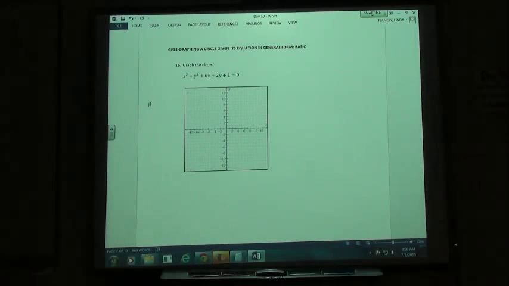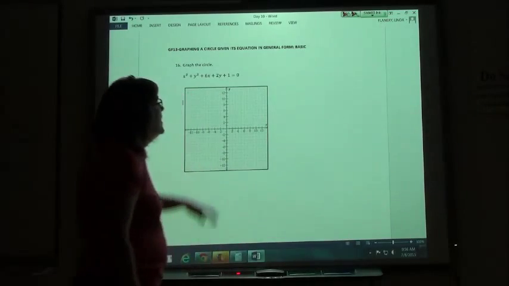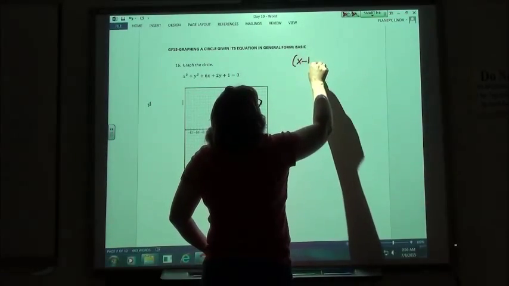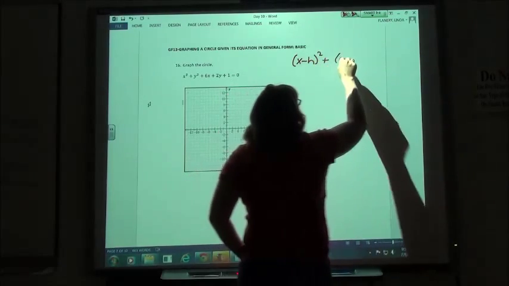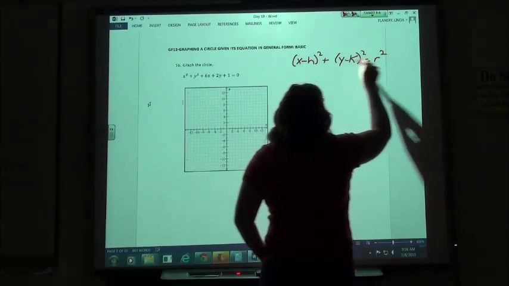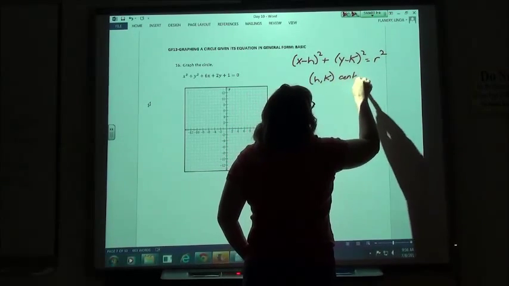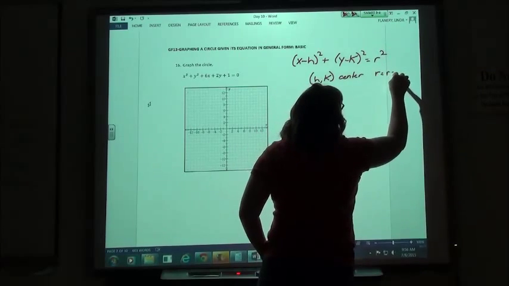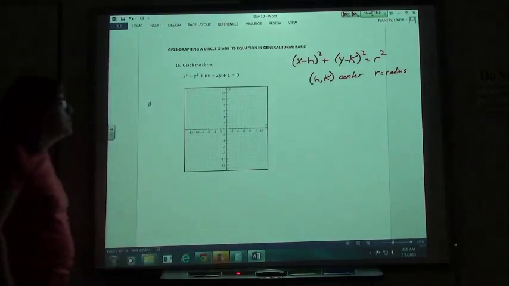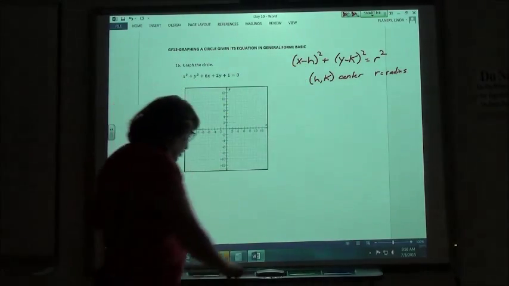All right, 16, 17, and 18, I'm going to graph the circle given its general form. Standard form for a circle looks like this: x minus h squared plus y minus k squared equals r squared, with the (h, k) being the center and the r being the radius. So we want to get this equation into this form by completing the square.